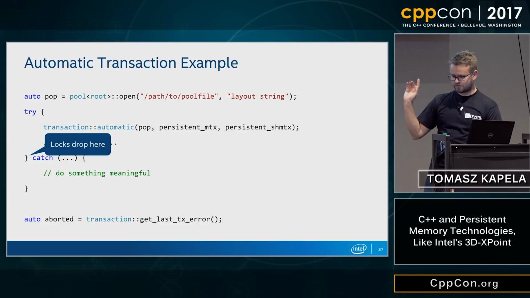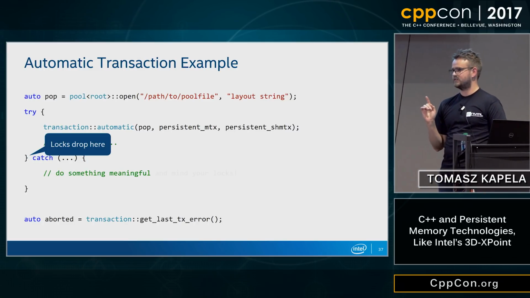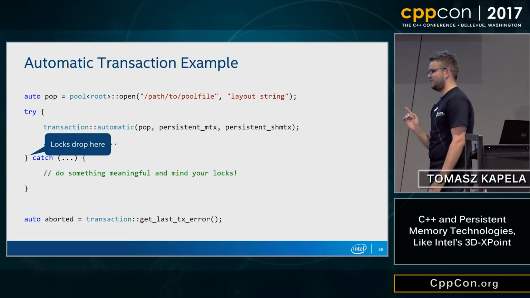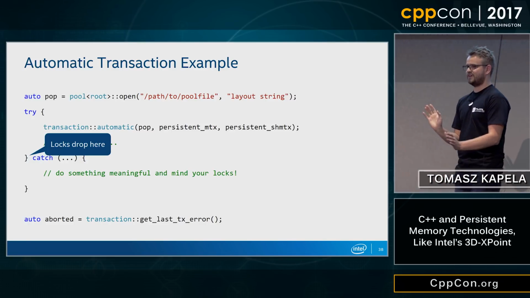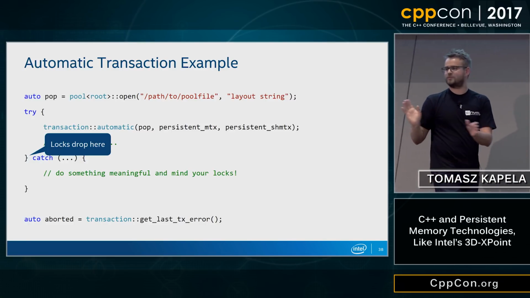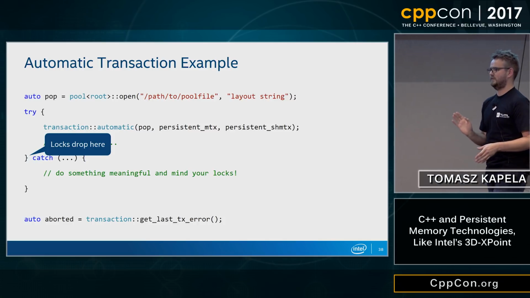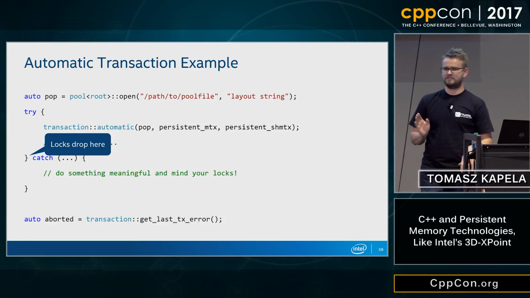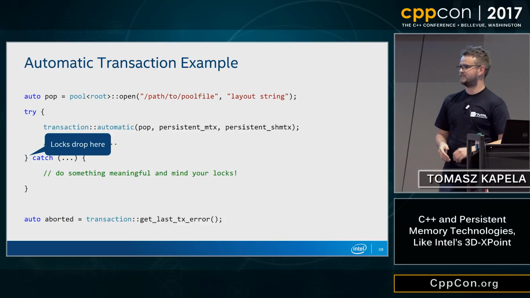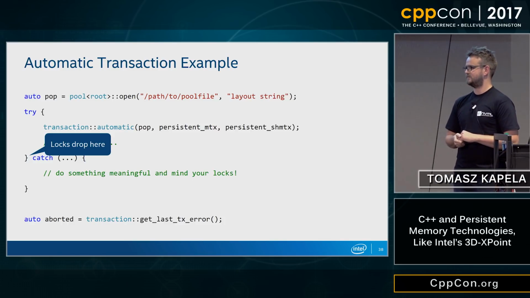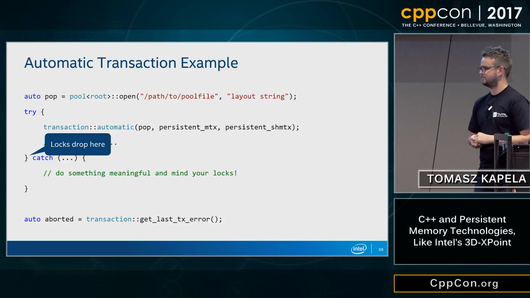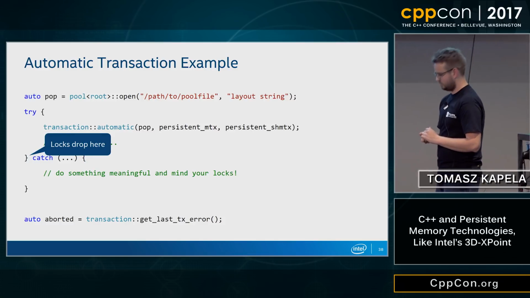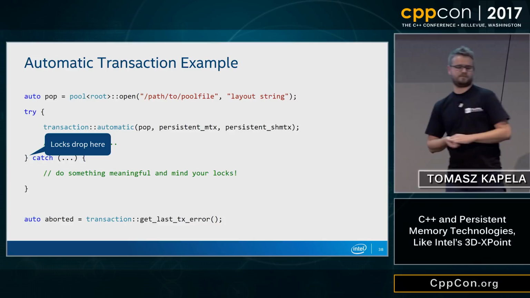I mentioned that locks drop here, which is really important because in the catch clause, the locks are no longer held. So if you have some cleanup that you gotta do, you have to manually relock. And that's a potential race condition. So, yes? So I'm just trying to understand the get last transaction error. Is that asking for the last transaction on the current thread? Yes, the last transaction on the current thread, yes.